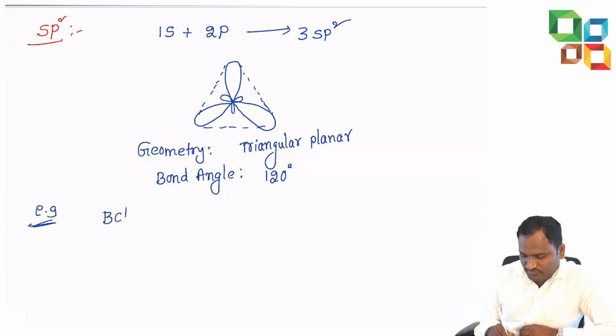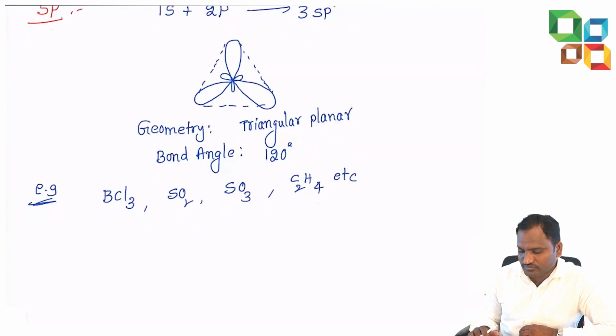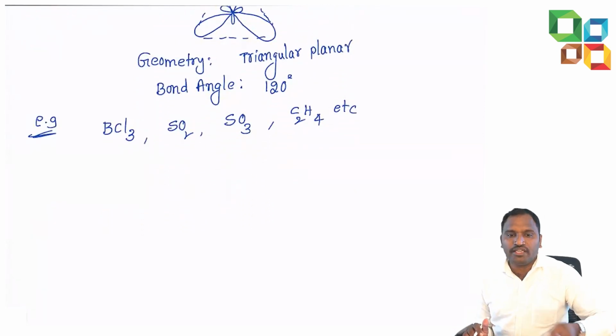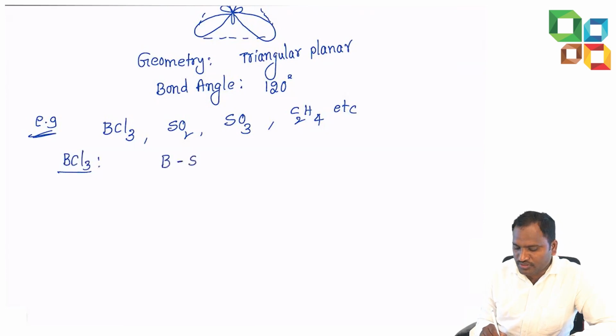BCl3, SO2, SO3, and ethene, C2H4, etc. Now, I'll take BCl3 and explain. Here also the central atom is boron. Its atomic number is 5.